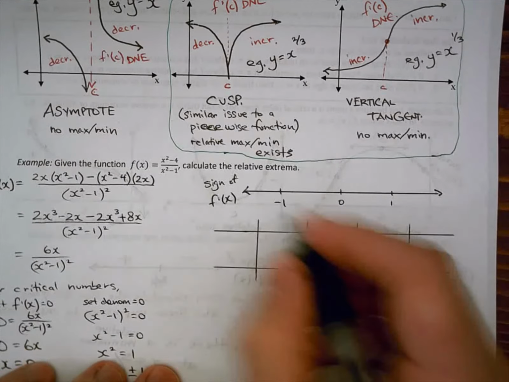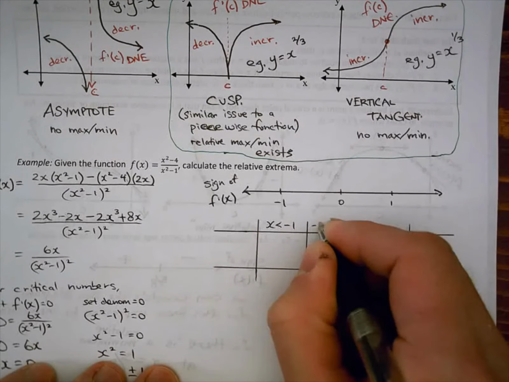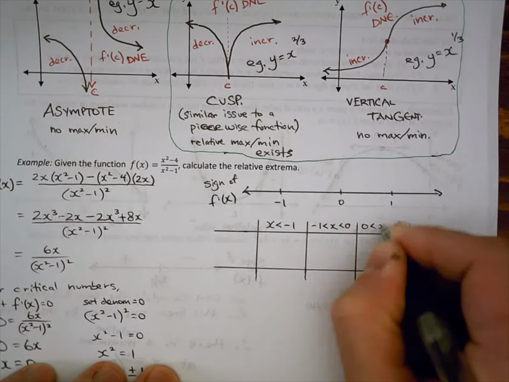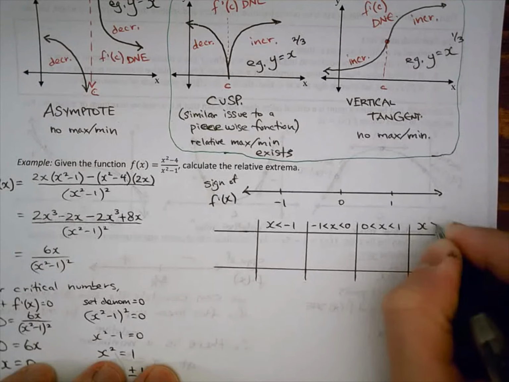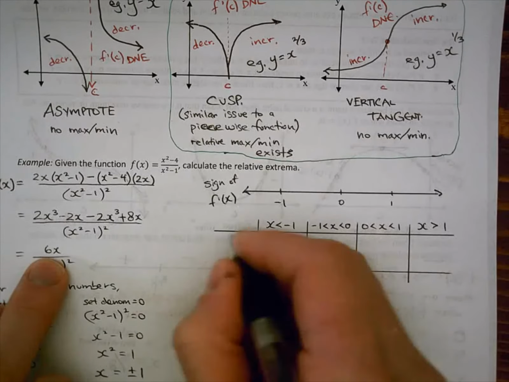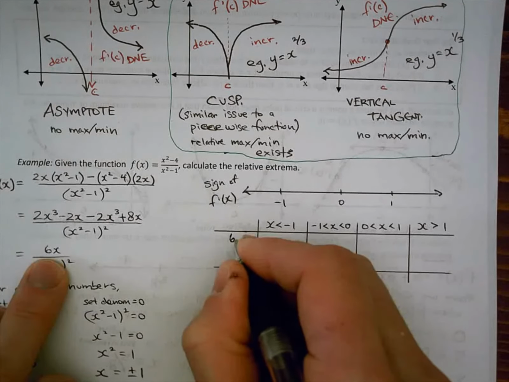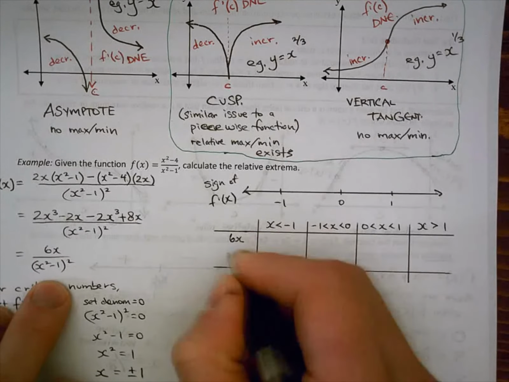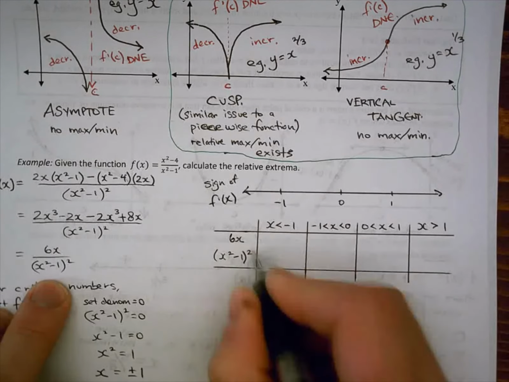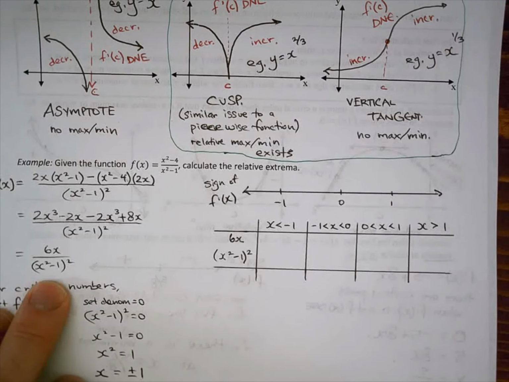Okay, so I have an interval where x is less than negative 1. I have an interval where x is between negative 1 and 0. I have an interval where x is between 0 and 1. And I have an interval where x is greater than 1. And my factors are 6x, I can do 6x even. Watch how this would work. And then I have x squared minus 1, all squared. So in this case, I didn't separate the 6. I kept it with the x. But you'll see it's the same strategy.